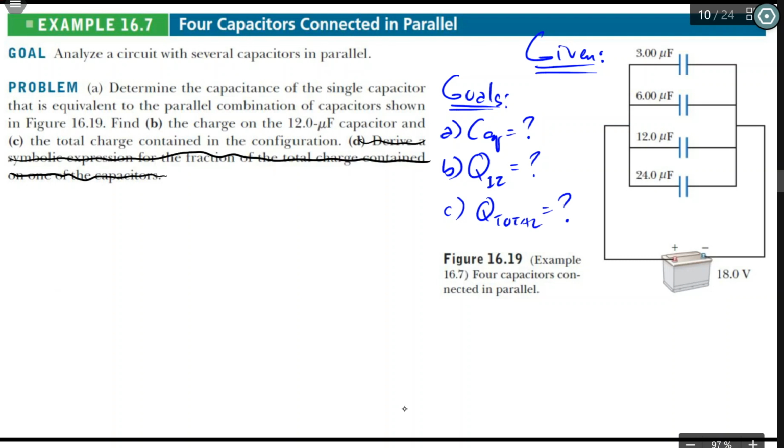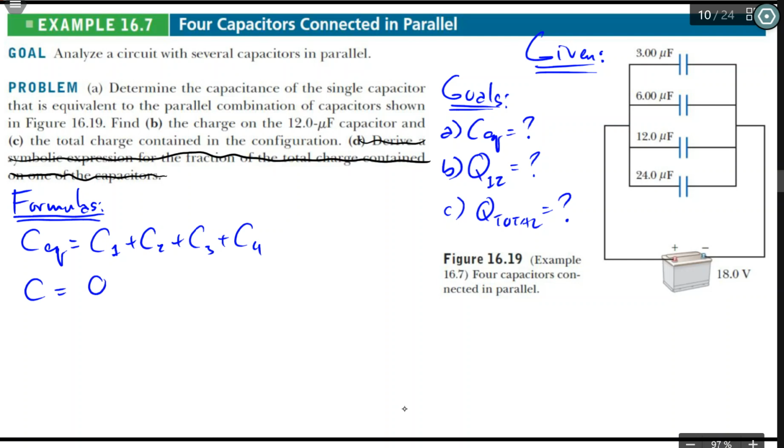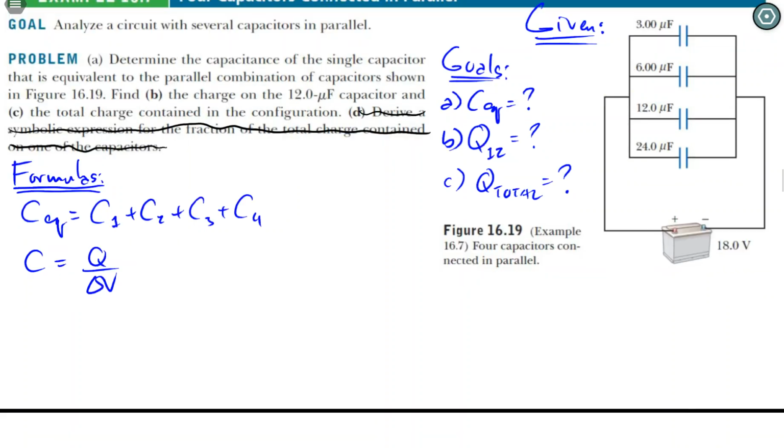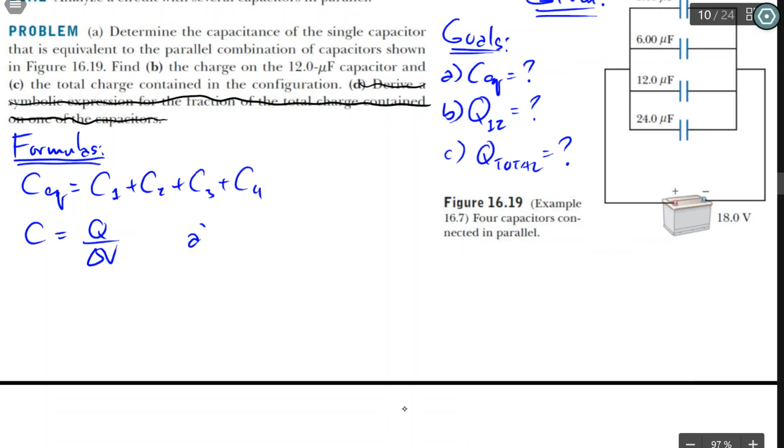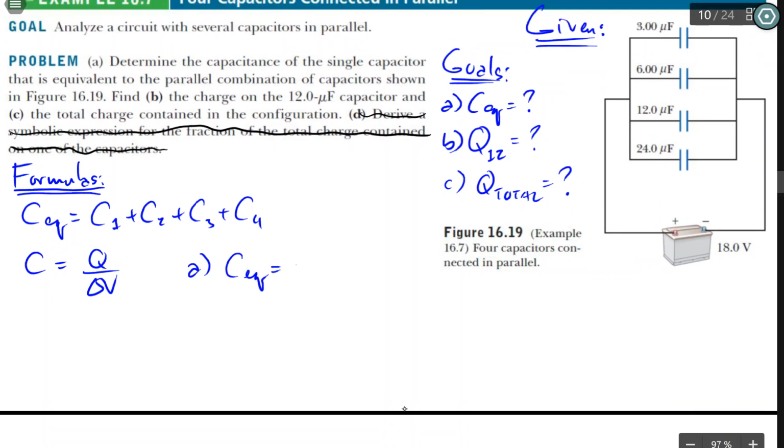Now, formulas that we'll need. For capacitors in parallel, it's just simply straightforward. Just C1 plus C2 plus C3 plus C4, and that's it. And then we'll need the definition of capacitance. And boom, these are the only things that we will need. Okay, so adding up the capacitors is easy. Just literally adding that up.